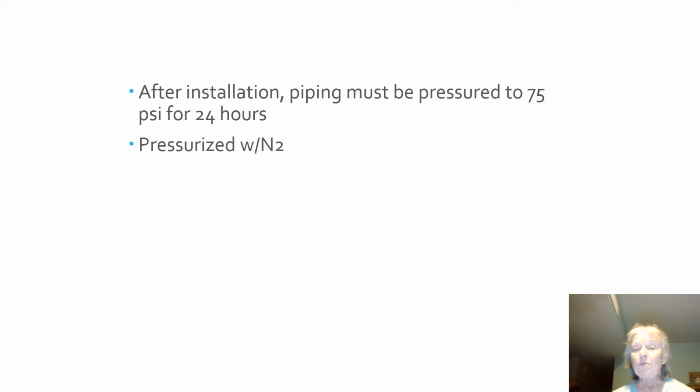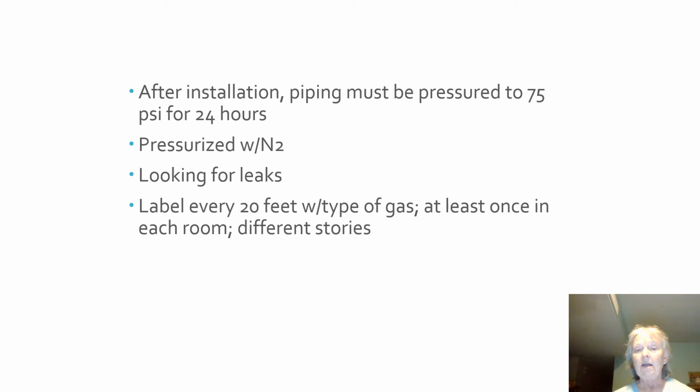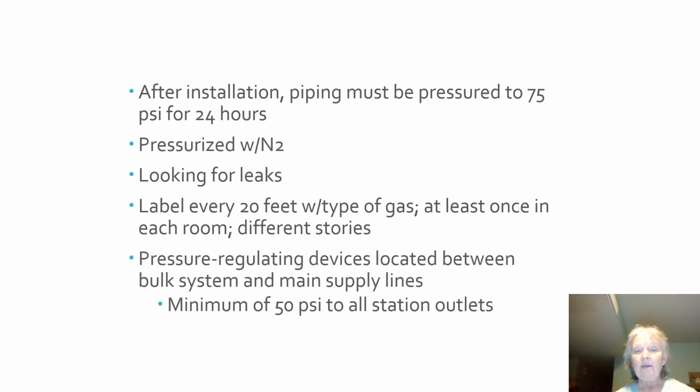What we pressurize it with is nitrogen. And there it is. We're looking for leaks. And then you label every 20 feet with the type of gas and at least one in each room. And if you're going up above, it has to also be labeled as it goes up above the different stories. And there it is, the pressure regulating device between the bulk system and the main. The supply is a minimum of 50 psi to all station outlets. So remember, our working pressure of our gas, 50 psi, okay?